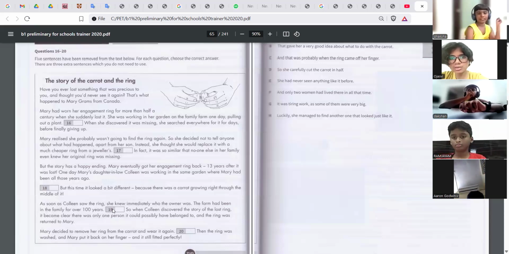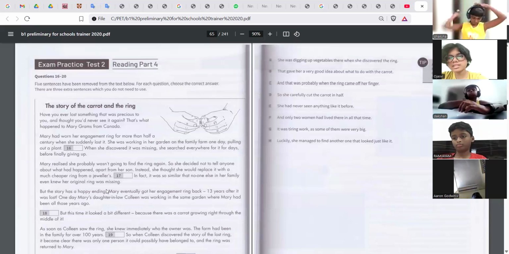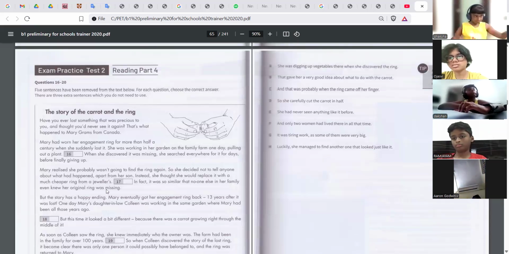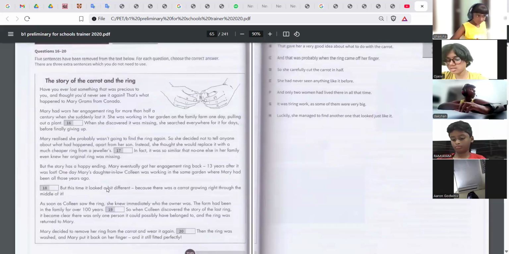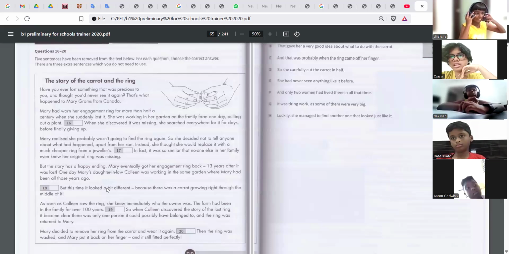Mary decided to remove her ring from the carrot and wear it again. Then the ring was washed and Mary put it back on her finger and it still fitted. Yeah, go ahead with the 20. Sir, 20, I think it's T. Read it out. So she carefully cut the carrot in half.